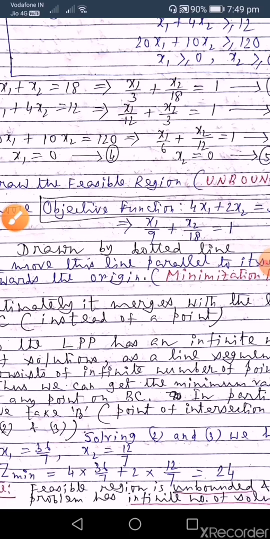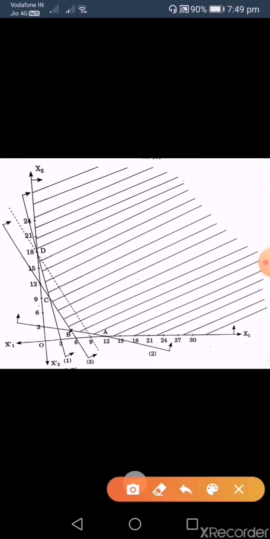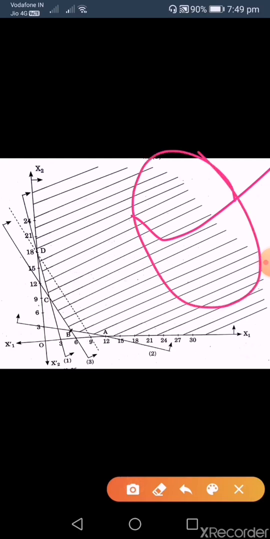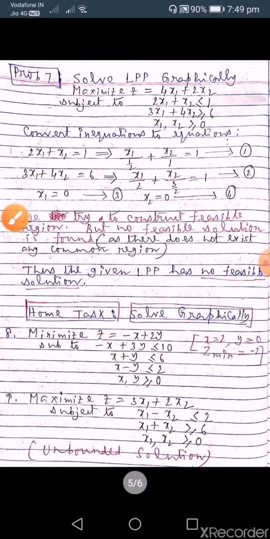Two things we can note here. The feasible region is unbounded. We have already told you, see, there is no boundary. And instead of getting only one solution, we are getting an infinite number of solutions, because any point on the line BC will give us a solution. So although the feasible region is unbounded, here we are getting not a unique solution but an infinite number of solutions. Let us come to the last point of today.